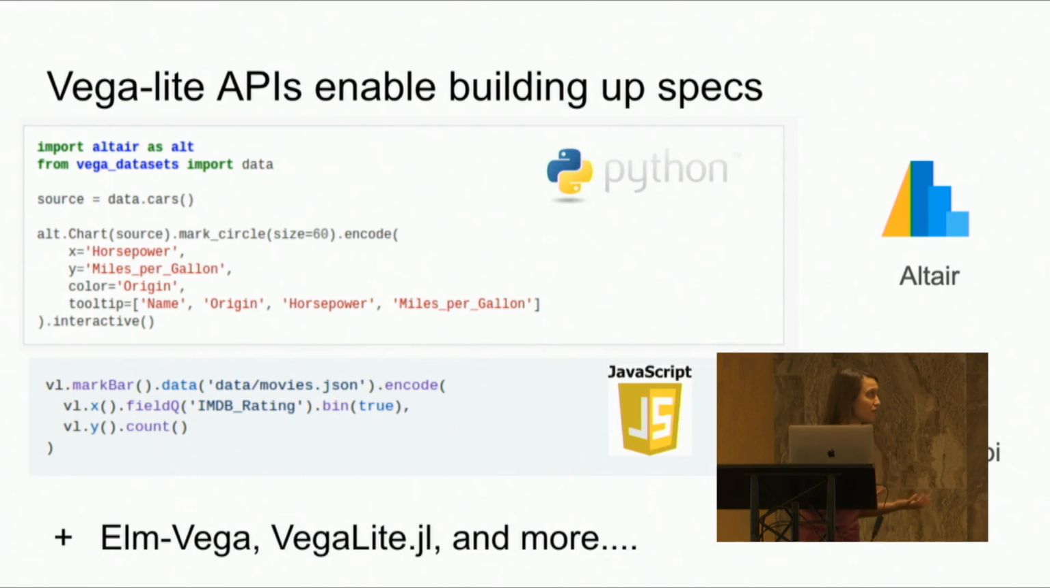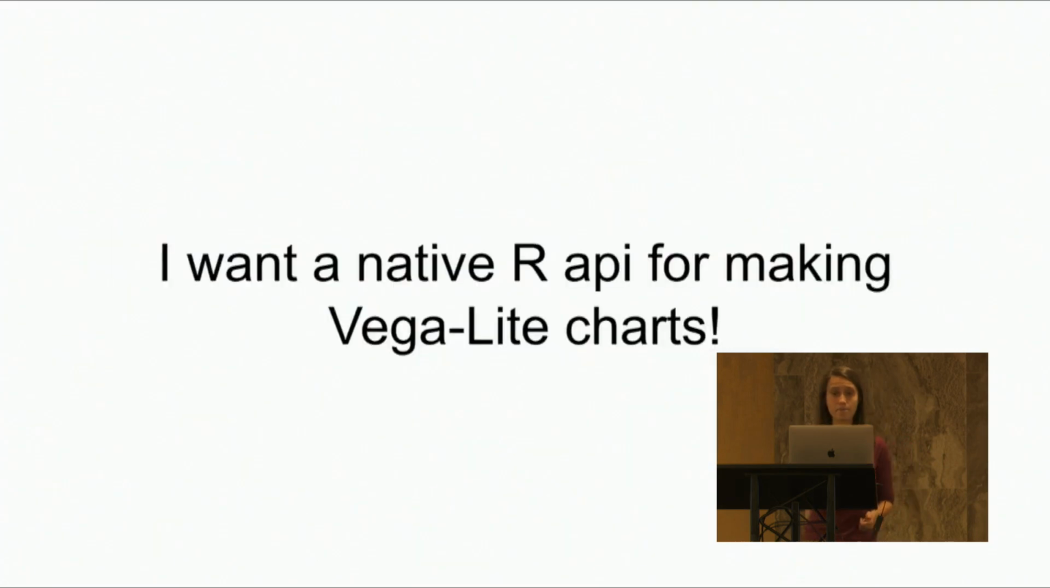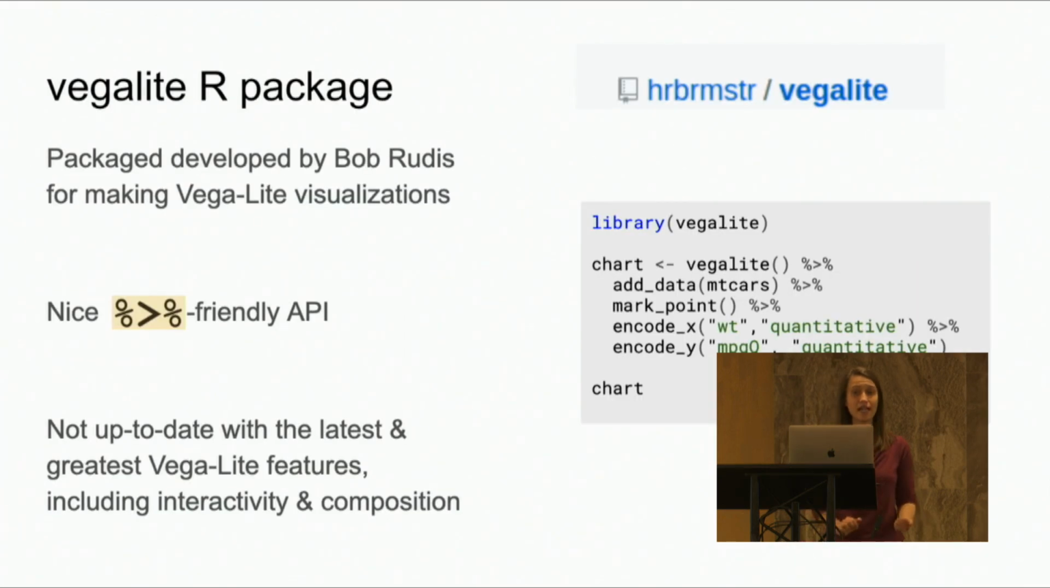There's also now in JavaScript a nice API to build up those plots called Vega-Lite API. And in a number of different languages, there are really great packages. So what I want is an R API for making Vega-Lite charts that hopefully is of a similar caliber to some of those other ones that I just mentioned. Now some of you might be thinking, well, hasn't there been an R package that's even called Vega-Lite for many years? And you're absolutely right.